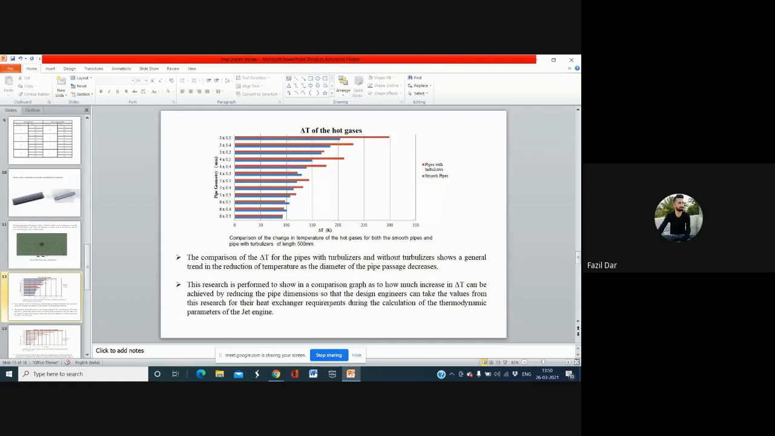I have designed two sets of pipes, one with a turbolizer and one without a turbolizer, that is smooth pipes. And this is the graph I got from that. It shows a comparison of delta T for the pipes with turbolizer and without turbolizer.